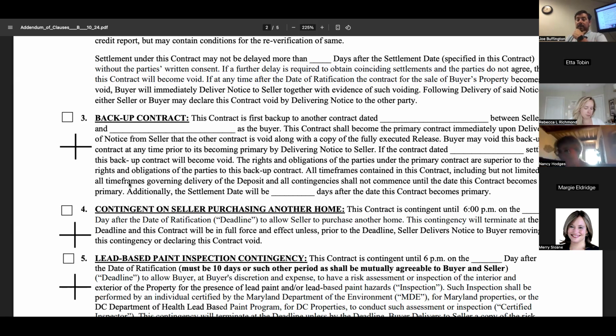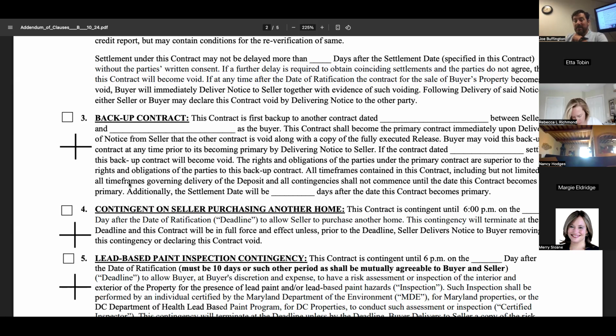So this says it shall become the primary contract immediately upon delivery of notice from seller that the other contract is void, along with a copy of the fully executed release. Buyer may void this backup contract at any time prior to its becoming primary by delivering notice to seller. So the buyer has all these outs that they can use to renege on this deal.